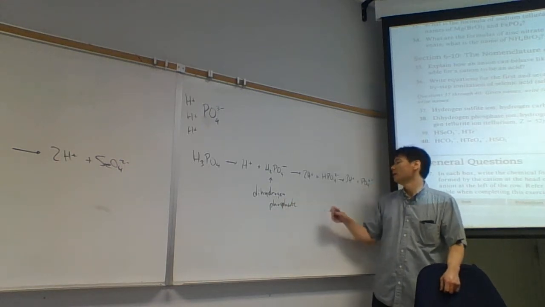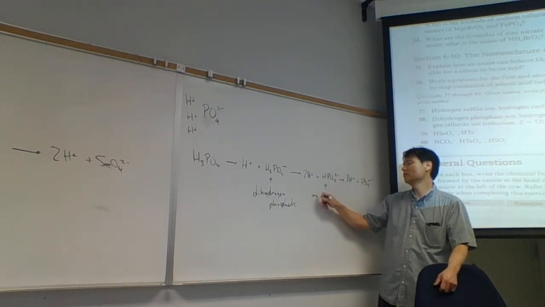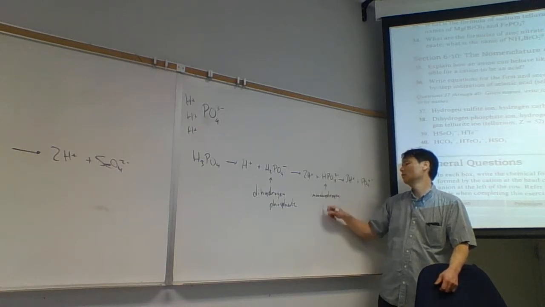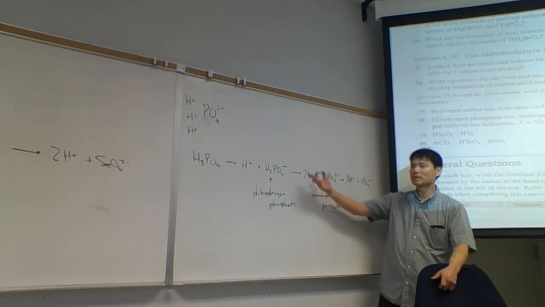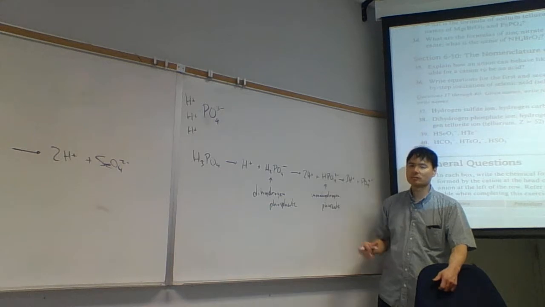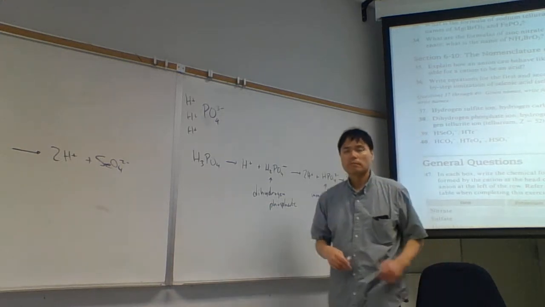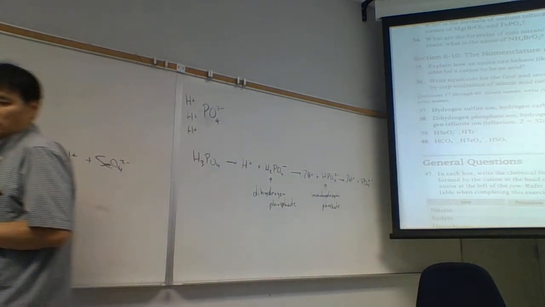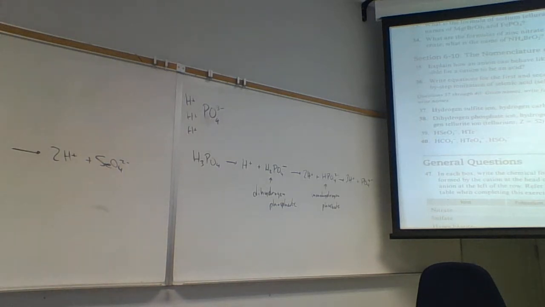Dihydrogen phosphate. And this one is called monohydrogen phosphate. Just to keep track of them. And so sometimes we'll have some dihydrogen phosphate ion or monohydrogen phosphate ion present as species. Okay, so dihydrogen phosphate ion would be H2PO4 with a 1 minus charge.